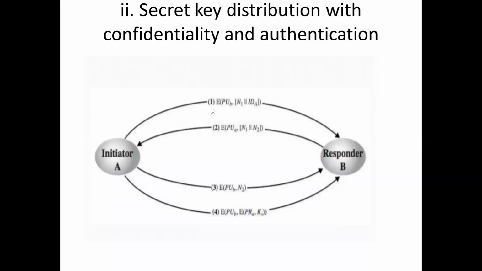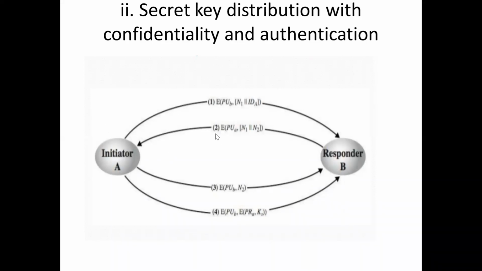The initiator encrypts by using the responder public key, PUB. What it encrypts means the identification of the initiator: these are my identification, concatenated with a nonce, N1.